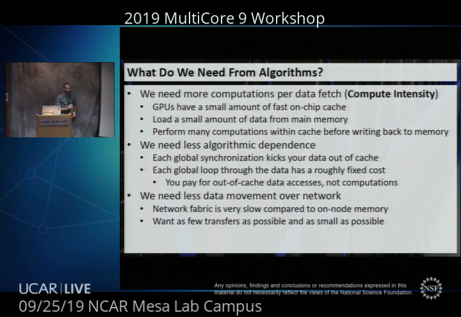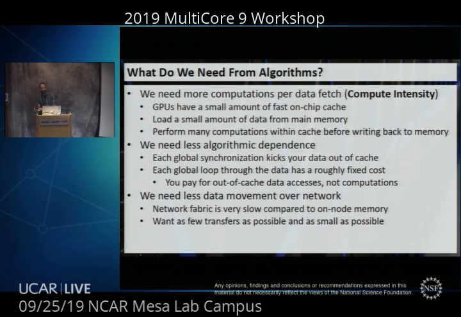We also need less algorithmic dependence. So every global synchronization has a pretty high cost, and the reason is that it kicks your data out of cache. So every global loop through your data that you have on node has roughly a fixed cost. The cost of the loop depends on how many pieces of data you're having to touch cold from DRAM. So you pay for these out of cache memory accesses, not the computations. So you don't want to have too many places in your algorithm where everyone has to get at the same part before you can enter the next loop. And we'll talk a little bit about that from an algorithmic perspective as well.